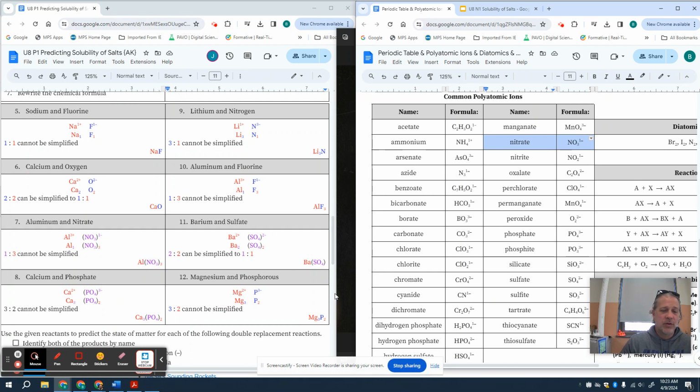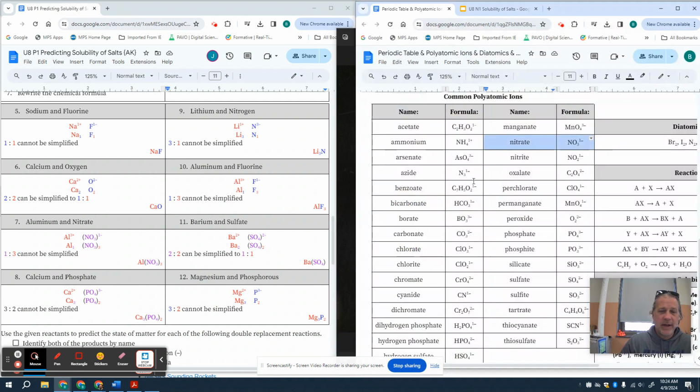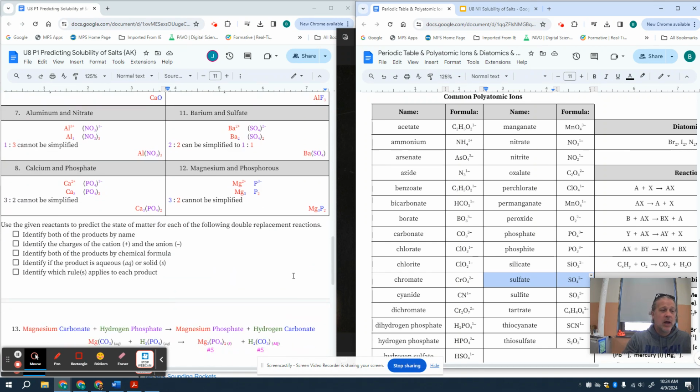Next one, BaSO4. I'm going to go back and find barium. It's element number 56. It's in the second column. That makes it a +2. SO4 is not on the front side, so I'm going to go to the back side and look for sulfate. Sulfate is SO4, which is a -2 charge. So I cross my 2 from barium behind SO4 and my 2 from sulfate behind barium. 2 to 2 can be simplified to 1 to 1, so I get BaSO4.